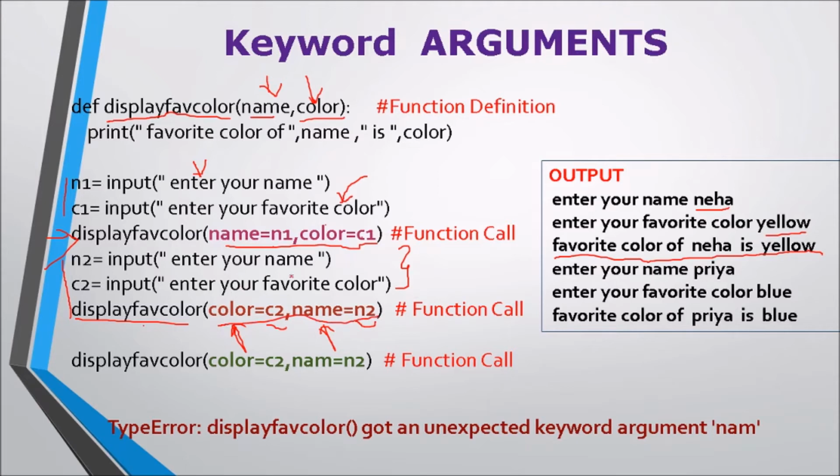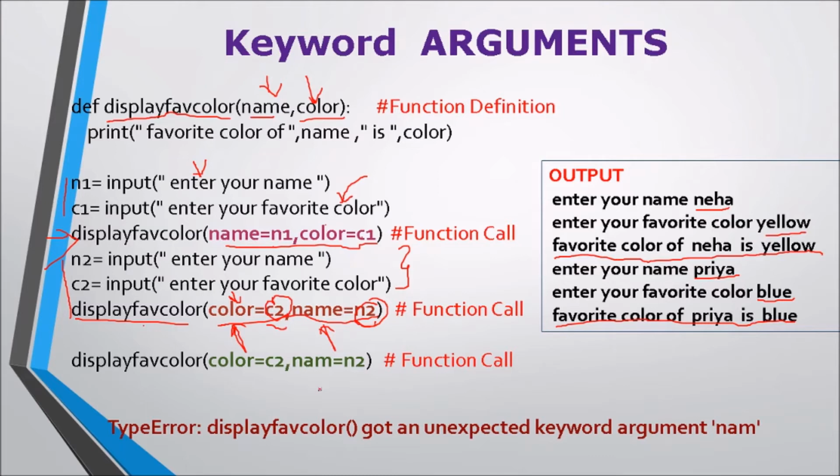So color and name, the attribute names, behave as the keywords, and the values we are providing to them are the argument values which are passed to these keywords, so that the function takes action appropriately. For the second time I have entered the name Priya and the color blue, so we get the answer: favorite color of Priya is blue.